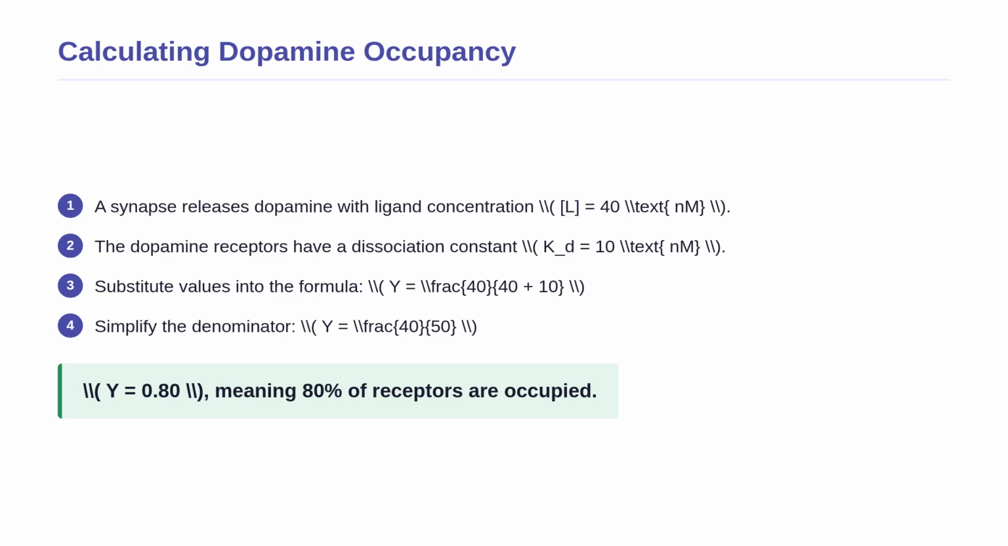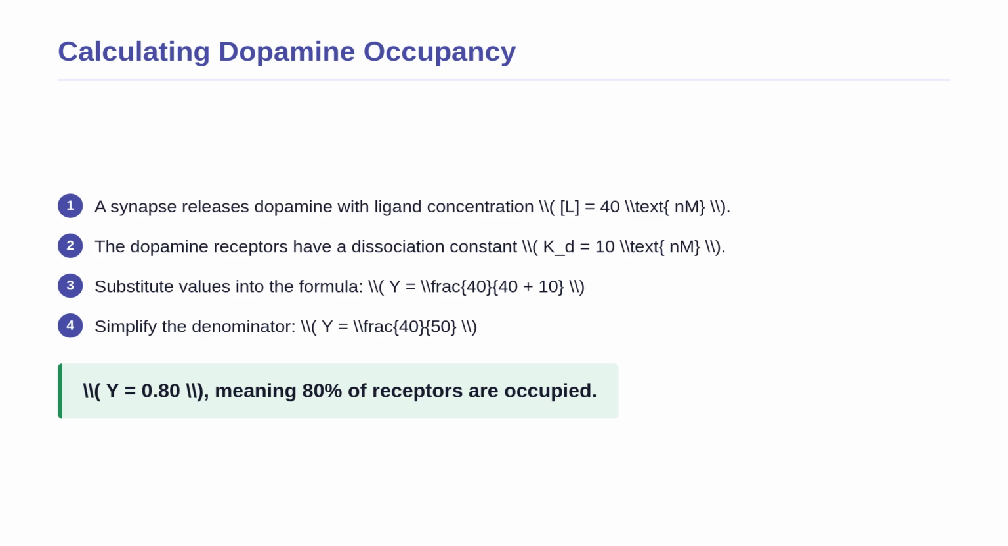Now that we have our formula, let us apply it to a real biological scenario. Suppose a synapse releases dopamine during a rewarding experience. We are given a local ligand concentration of 40 nanomolar. The dopamine receptors in this brain region have a dissociation constant of 10 nanomolar. We want to find the fractional occupancy to understand how strongly this signal is received.